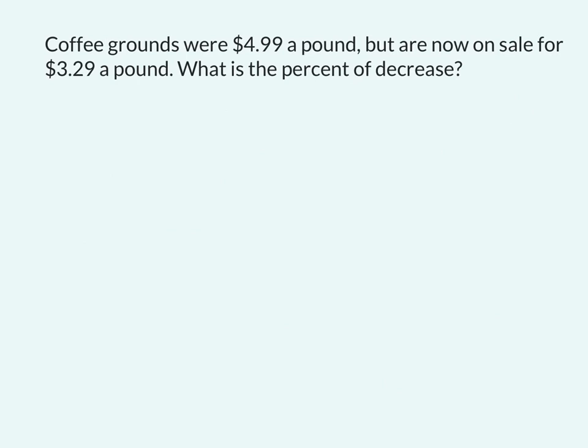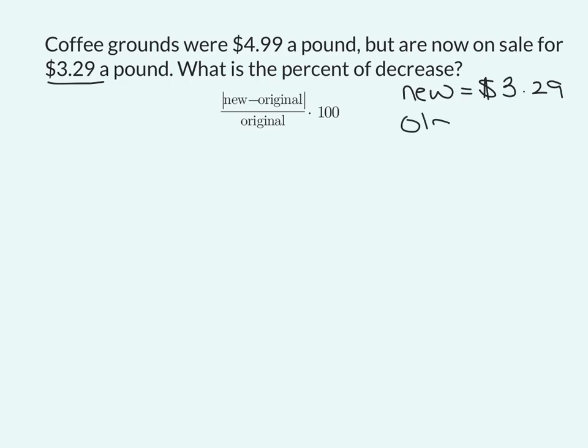Coffee grounds were $4.99 a pound, but now they're on sale for $3.29 a pound. What is the percent of decrease? Again, we'll use the formula for percent of increase or decrease, which is the absolute value of the new minus the original divided by the original times 100. If we look at our problem, we can see that the new value, or the sale value, is $3.29. The original value, or the old value, was $4.99.